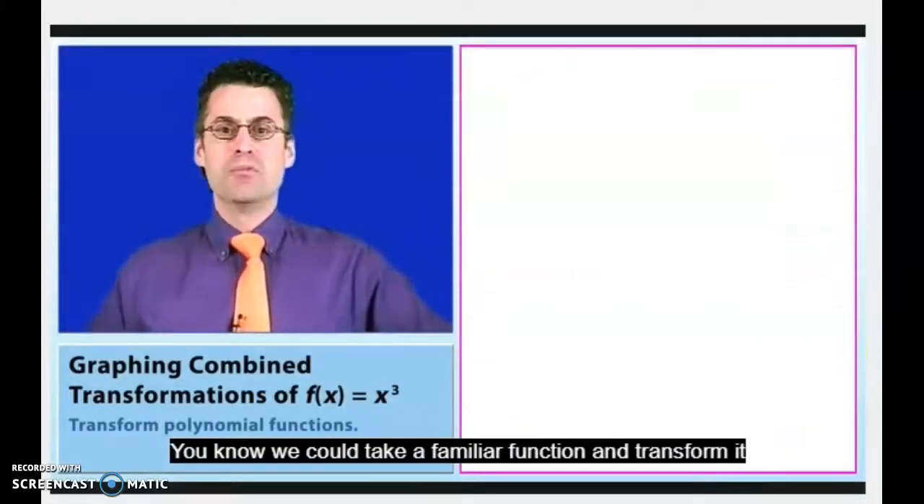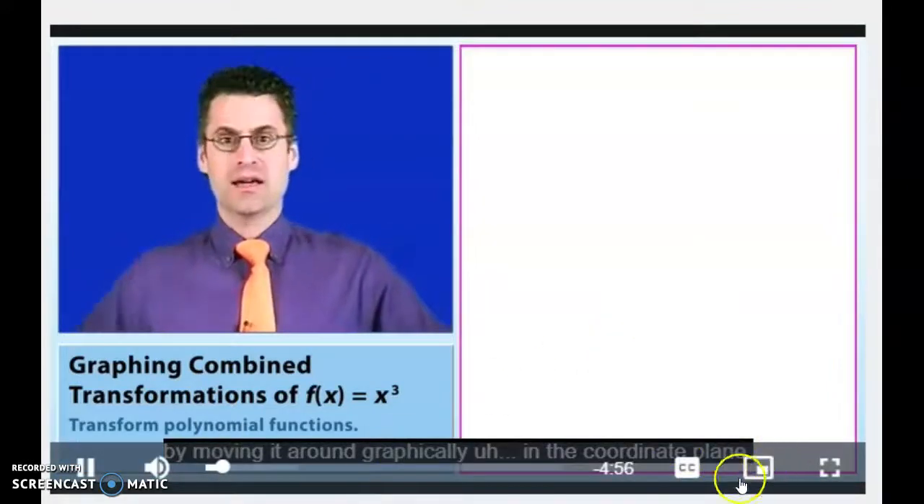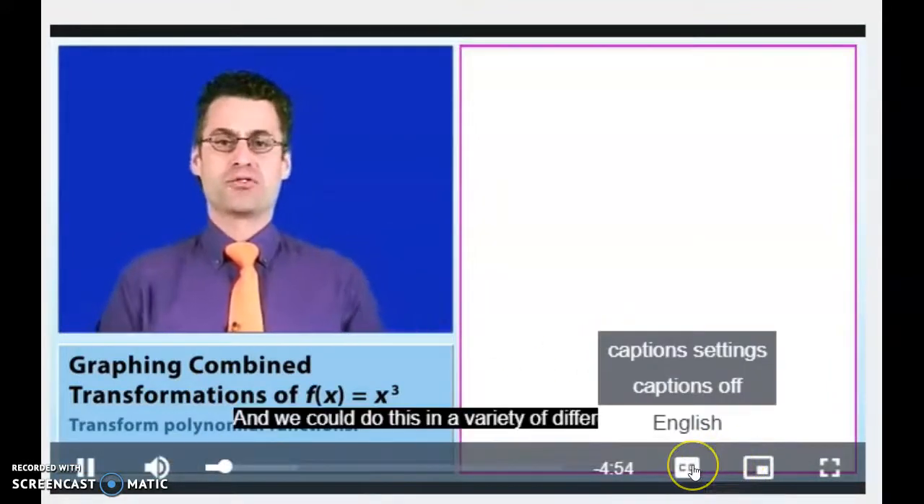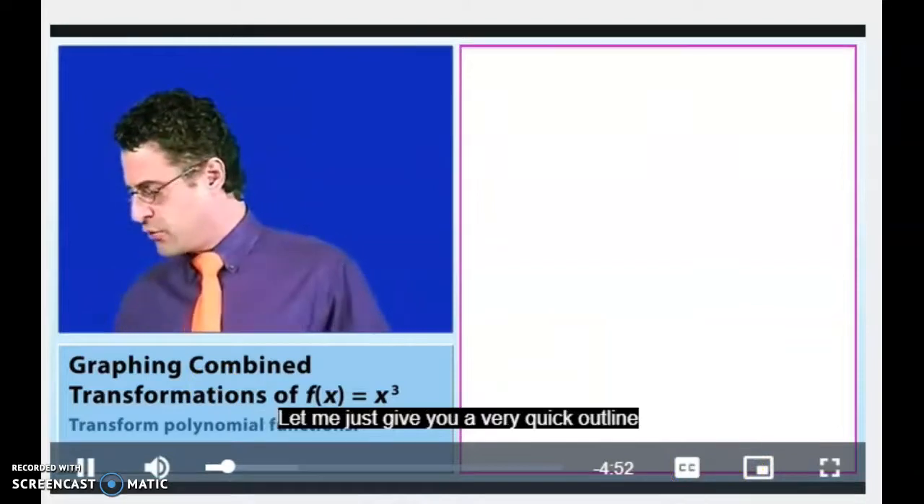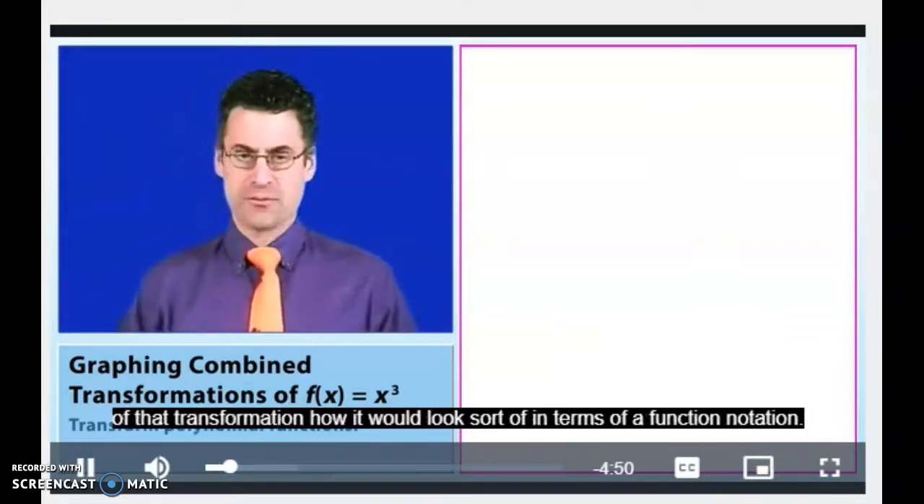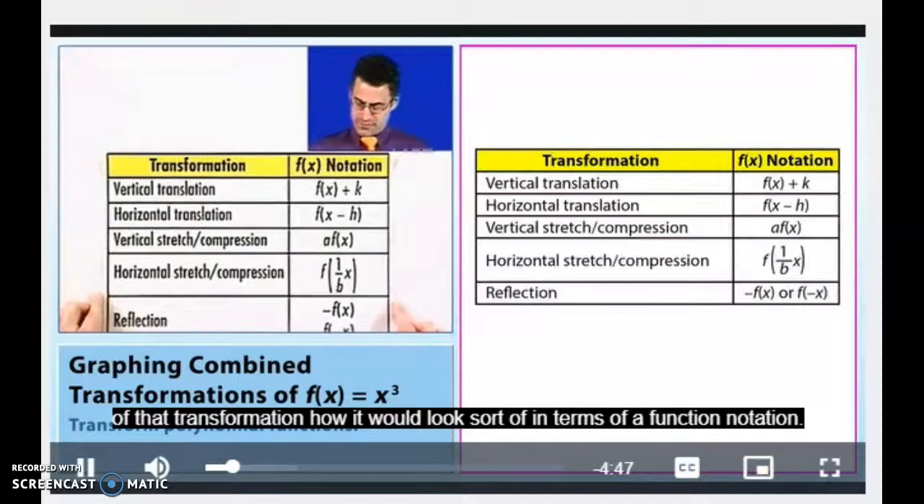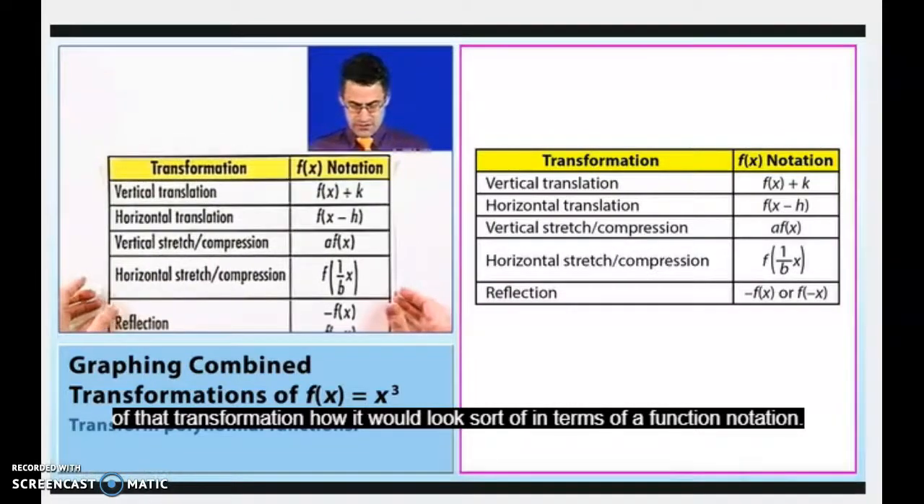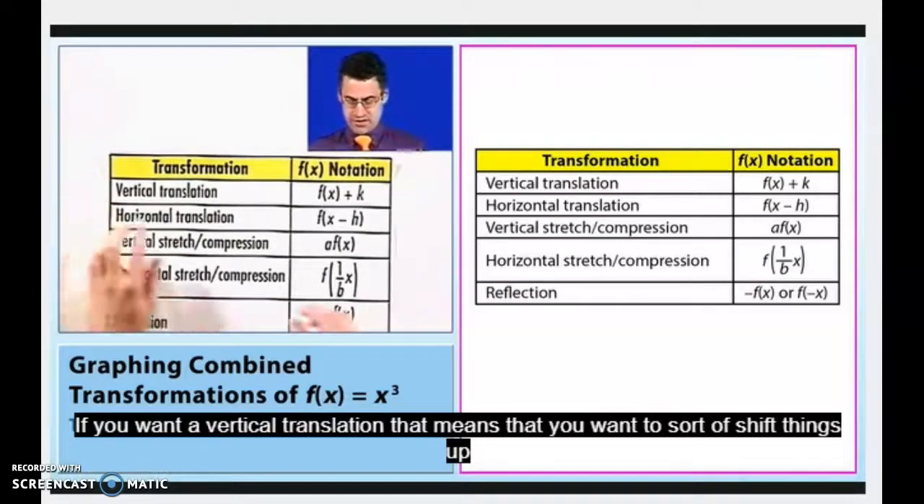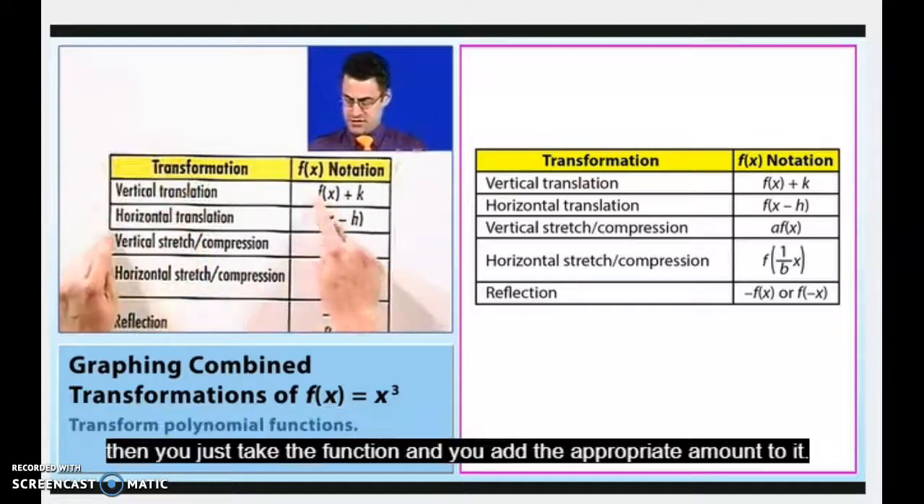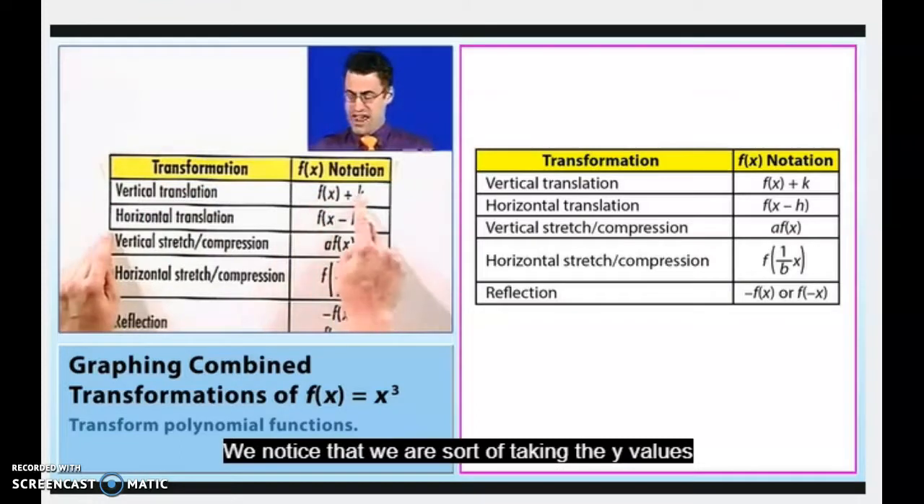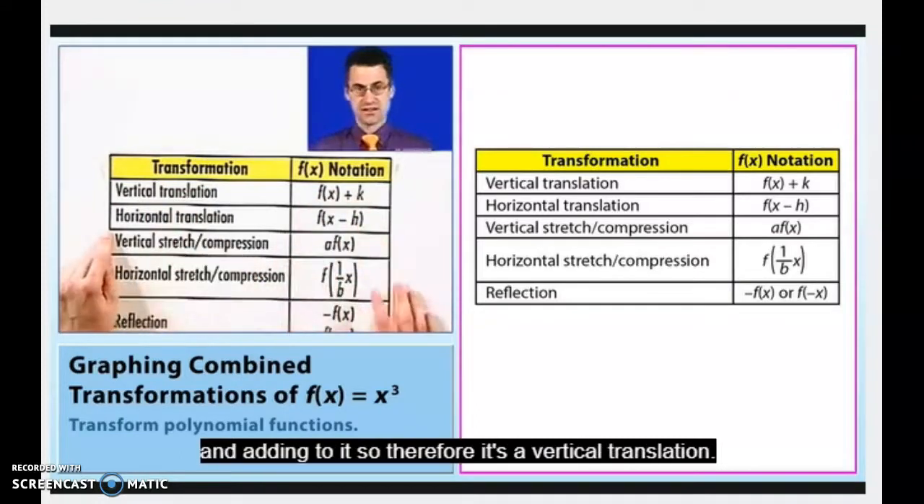Then transform it by moving it around graphically in the coordinate plane. And we can do this in a variety of different ways. Let me give you a very quick outline of the transformation, how it would look in terms of function notation. If you want a vertical translation, that means you want to shift things up. Then you just take the function and add the appropriate amount to it. We notice that we're taking the y values and adding to them, so therefore it's a vertical translation.